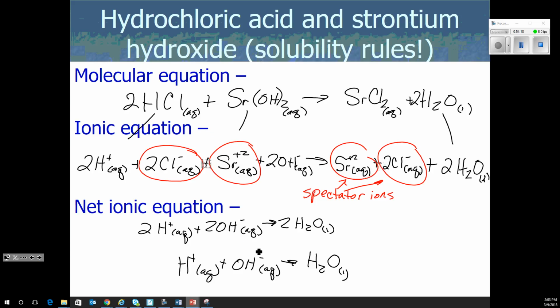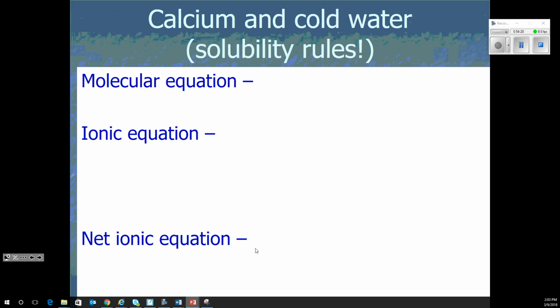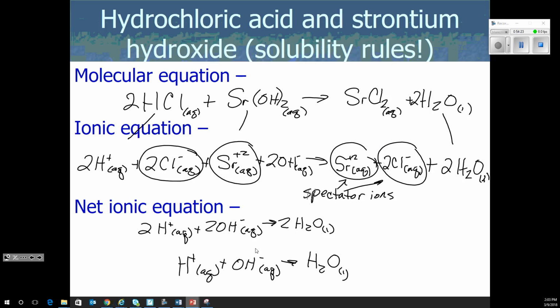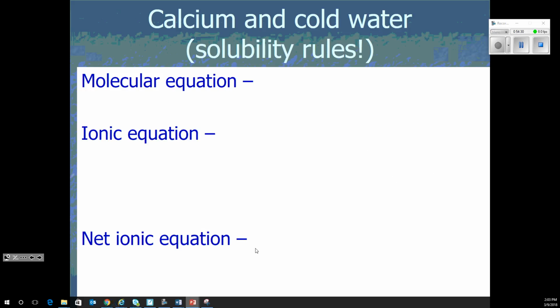Let's go to the next one. Calcium. What state is calcium in? It's a solid. It's a metal. So when you have a metal, think solid. So it's a solid plus water, H2O, which is a liquid, gives me what?